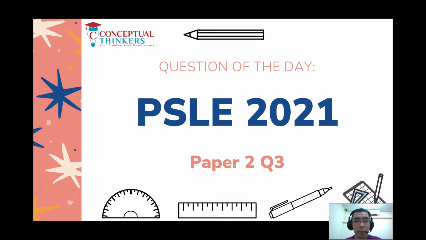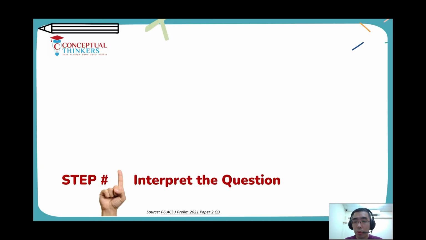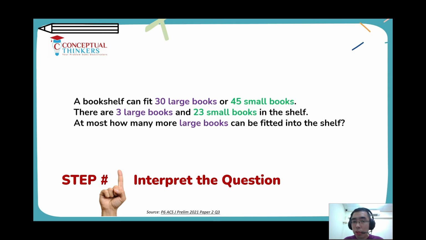So today, the question that we will be going to discuss will be PSLE 2021, Paper 2, Question 3. So the first thing that we're going to do is to interpret the question. A bookshelf can fit 30 large books or 45 small books. There are 3 large books and 23 small books in the shelf. At most, how many more large books can be fitted into the shelf?